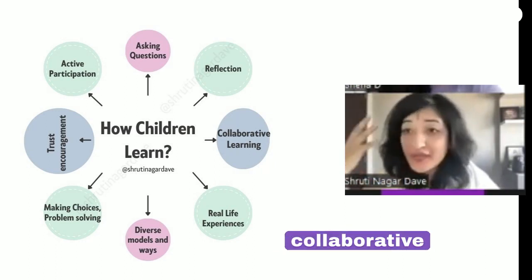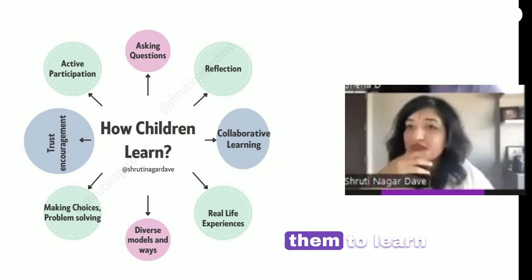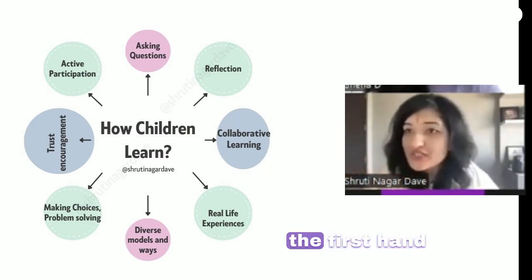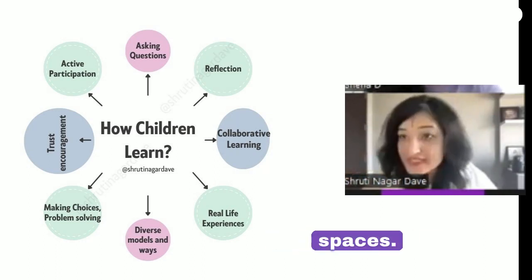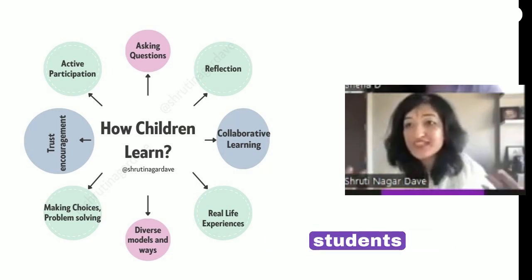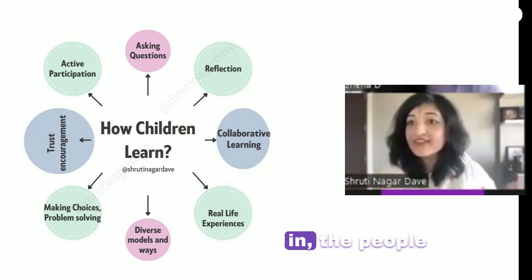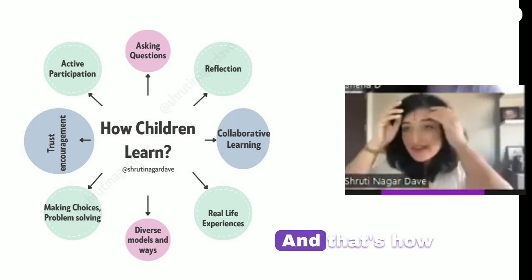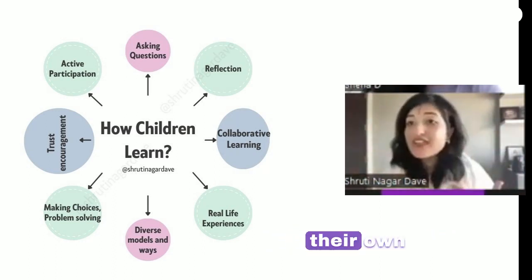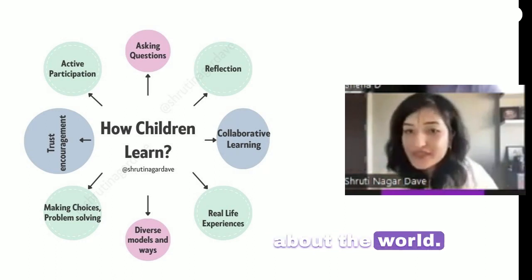Say, for example, collaborative learning. We would want them to learn from their interaction, the first-hand interaction with materials, people, and spaces. Children, students, interact with the space they are in, the people or adults they are dealing with, and their peers, right? And that's how they are constructing their own knowledge and experience about the world.